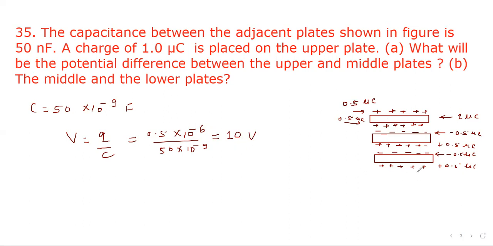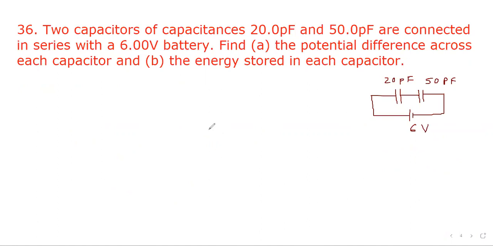Now, since here what we observe, charge distribution is alike. So the middle and the lower plates will also have the same potential difference, the same value Q upon C: 0.5 into 10 to the power minus 6 upon 50 into 10 to the power minus 9, which will give 10.